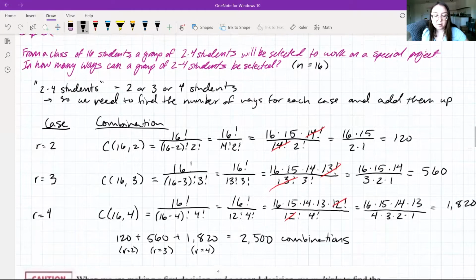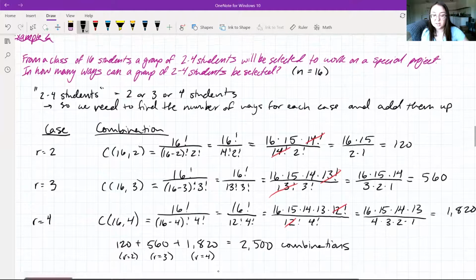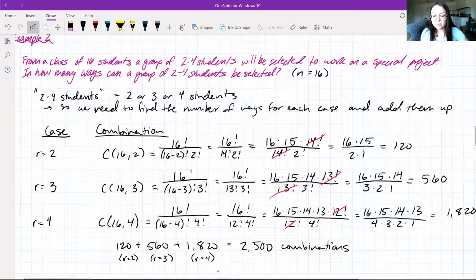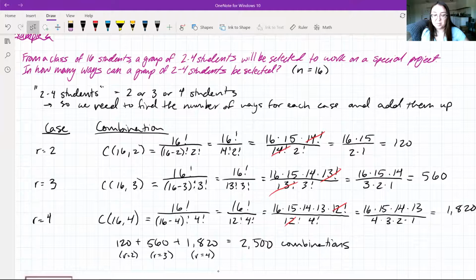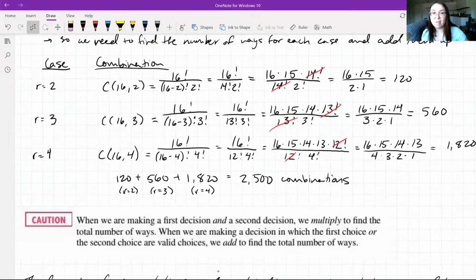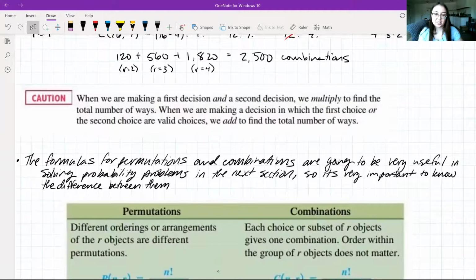So that's how many ways from a class of 16 students we can create a group of 2 to 4 students that will be selected to work on a special project: 2,500 different ways. A word of caution: when we're making a first decision and a second decision, we multiply to find the total number of ways. When we are making a decision in which the first choice or the second choice are valid choices, we add to find the total number of ways.